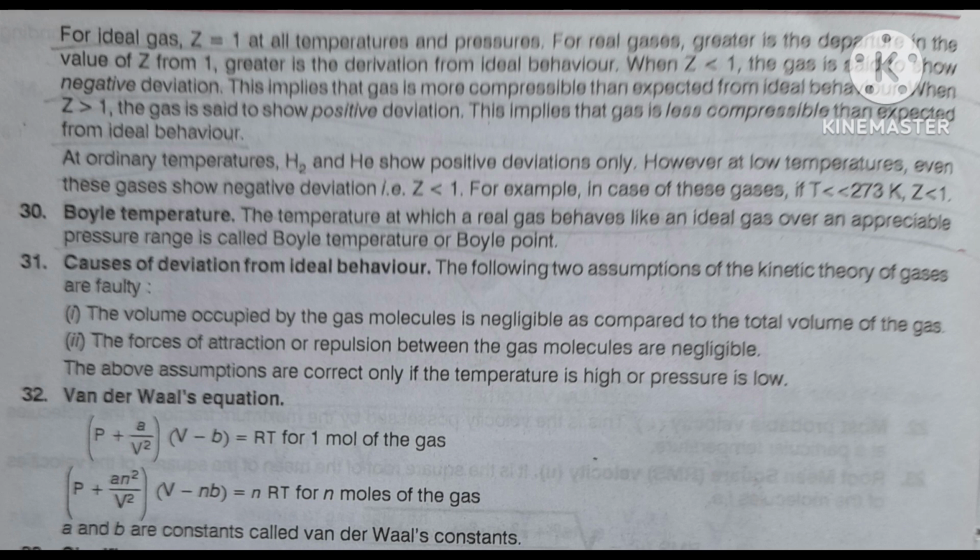This will tell about the force. A small a tells about the attractive force among the gaseous molecules. Its unit is asked in examination. Its unit, as I told you, is atm L square mole minus 2, because down is n square. n means number of moles, n square.